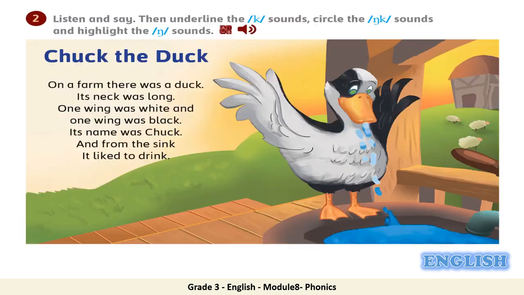Let's go. To test your knowledge, we are going to do activity 2 in your student's book. So let's read the task together and explain it. 2. Listen and say. Then underline the k sounds, as in the word chuck. Circle the ink sounds, as in the word sink. And highlight the ing sounds, as in the word long. If you don't have a highlighter, you can simply square these sounds. Are you ready? I am sure you are.